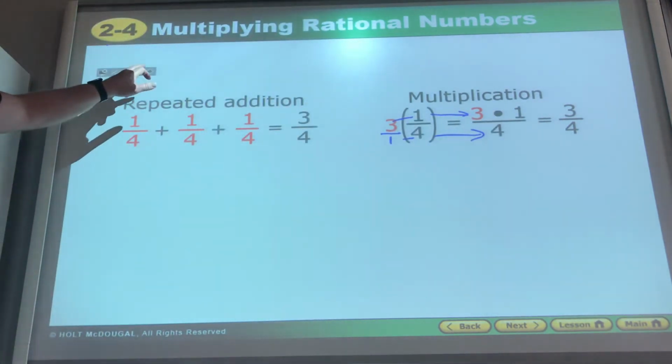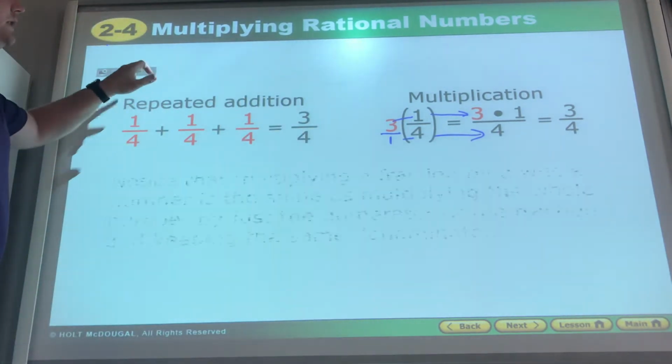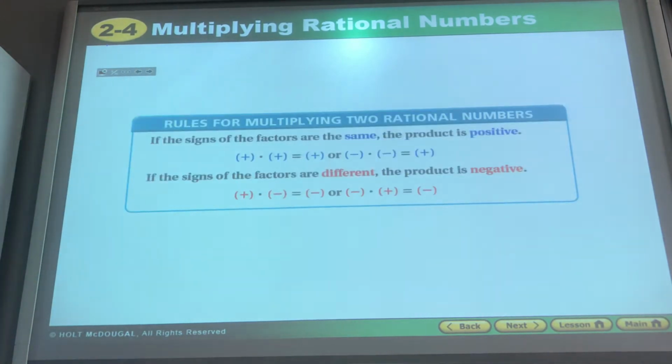We can always put a number over 1 to make it a fraction without changing anything. Notice that multiplying a fraction by a whole number is the same as multiplying the whole number by just the numerator of the fraction.